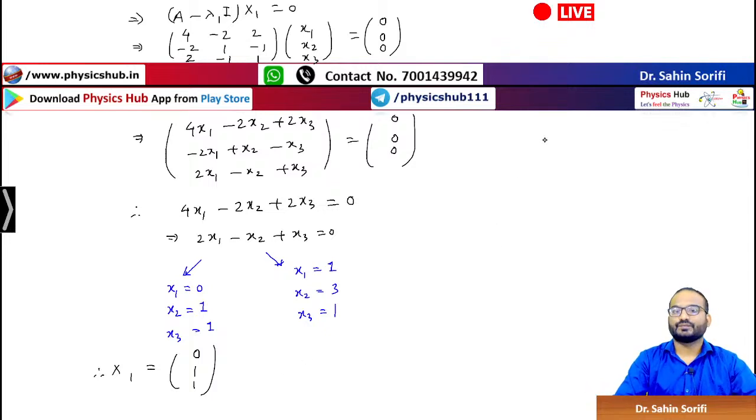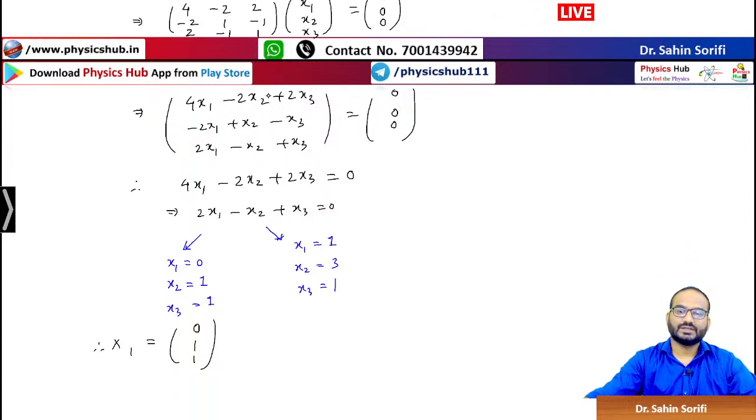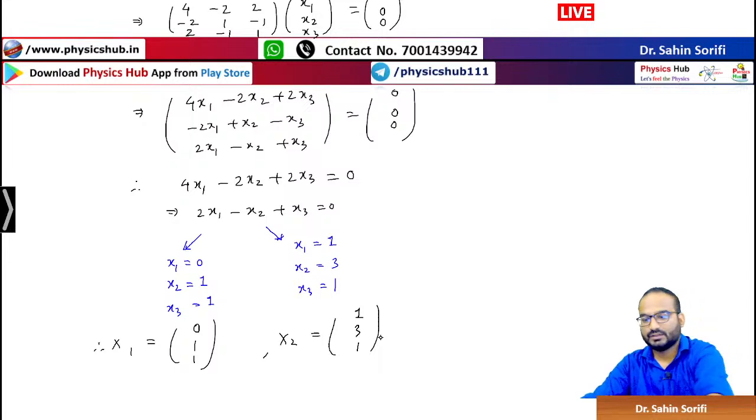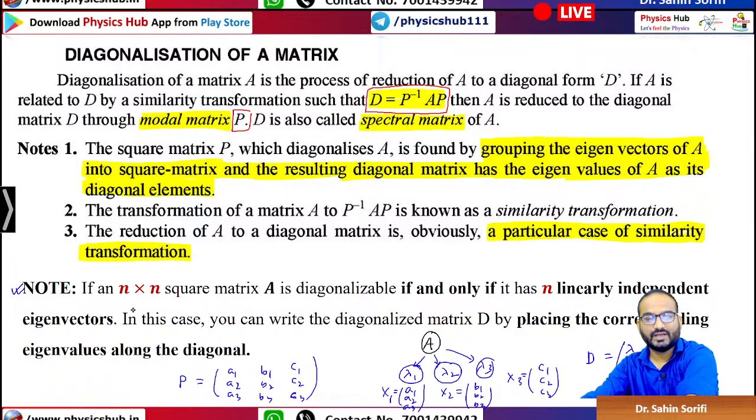Because lambda equals 2 appears twice, so 2 eigenvectors we can expect. So one eigenvector is 0, 1, 1, another eigenvector is 1, 3, 1, and as you can see they are linearly independent. Now let's go back to this condition which I have given you as a note. An n by n square matrix A is diagonalizable if and only if it has n linearly independent eigenvectors. In this case, you can write the diagonal matrix D by placing the corresponding eigenvalues along the diagonal.